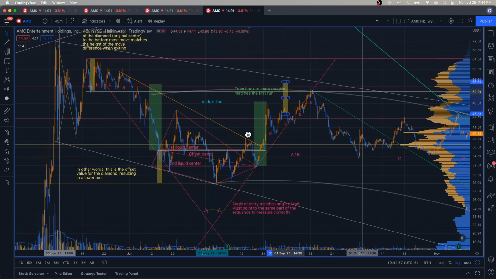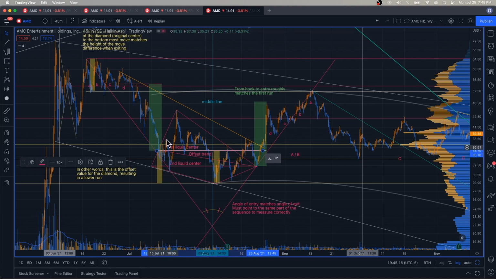I took this percentage and I moved it down, and I noticed very quickly that basically you can see that the original liquid center is right here.